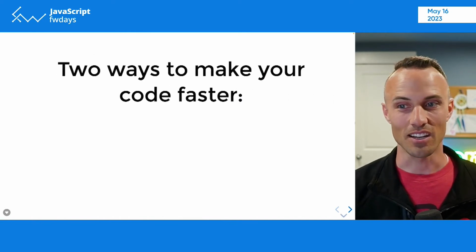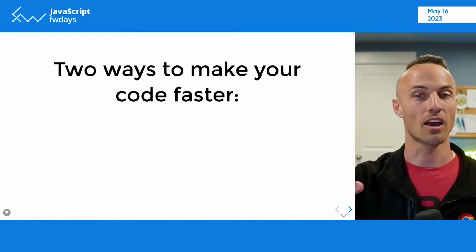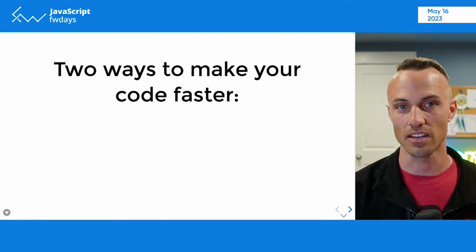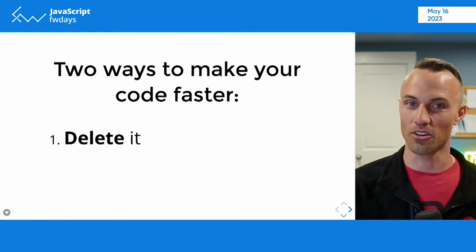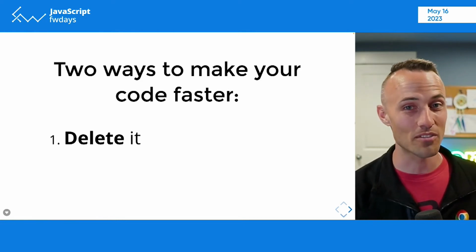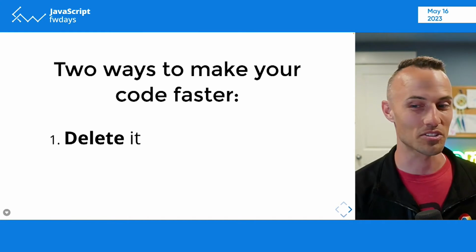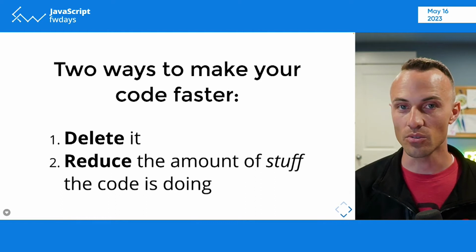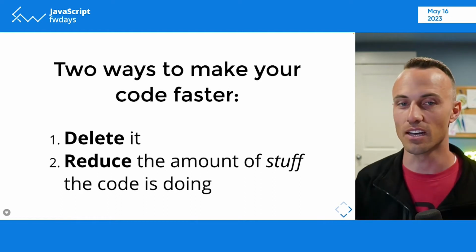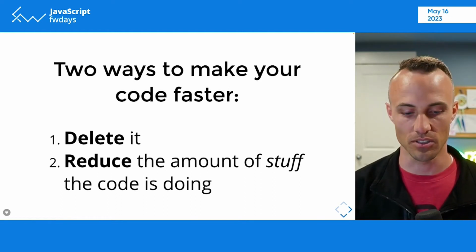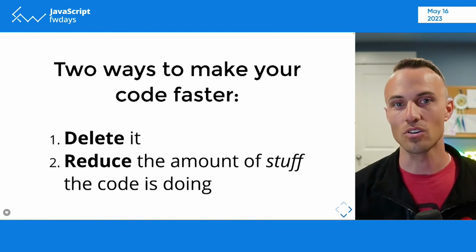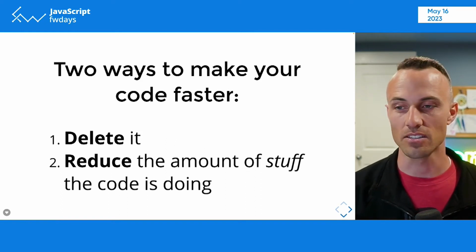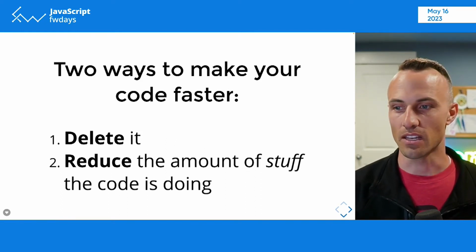So let's get started. There are two ways to make your app code faster, to make your application have a better user experience because it's faster. The first way is to delete your code. If there's no code to run, that runs crazy fast. Or you could just reduce the amount of stuff your code is doing. So just get rid of the pieces of the code that are going on. There are optimizations you can make, and reducing the amount of stuff your code is doing can mean a lot of things. So let's talk about some of these ways to make things faster.